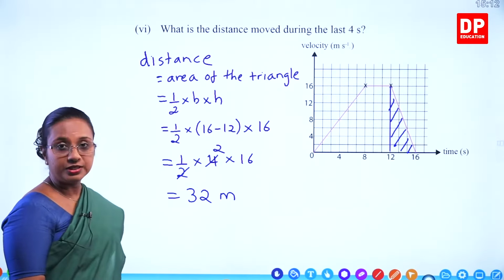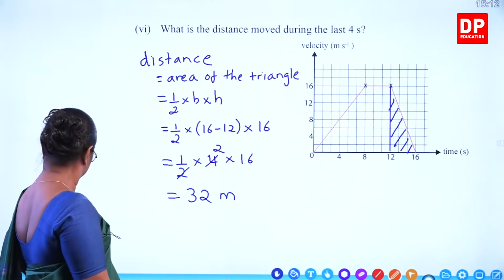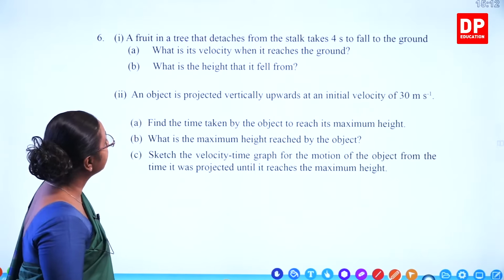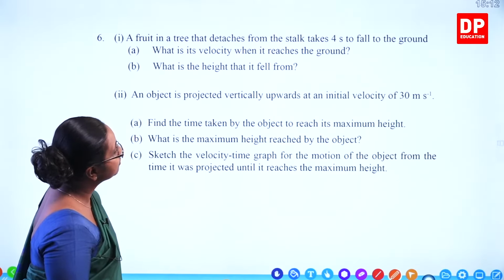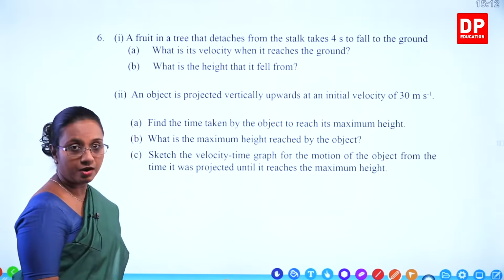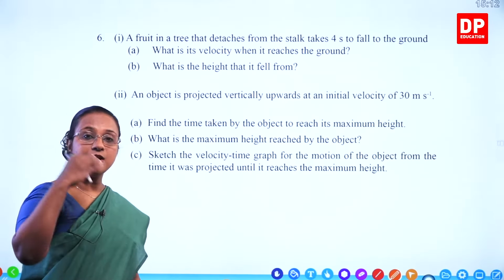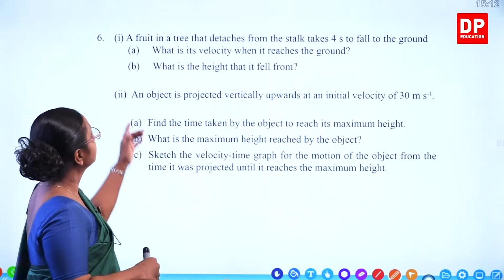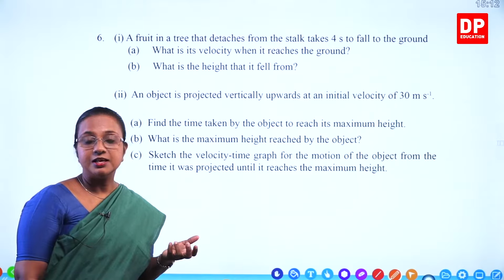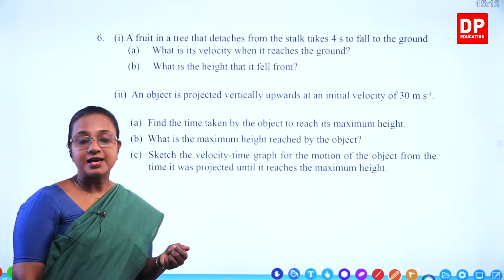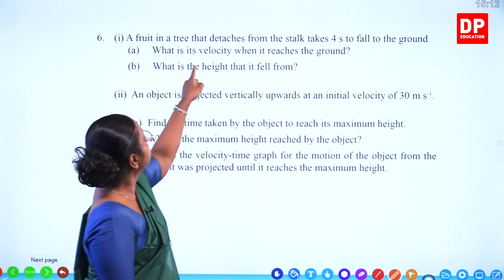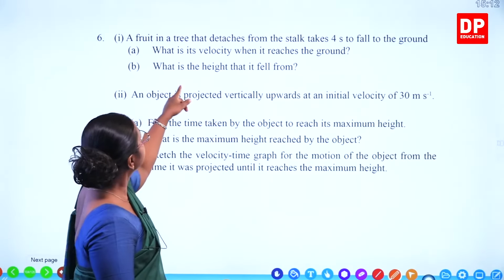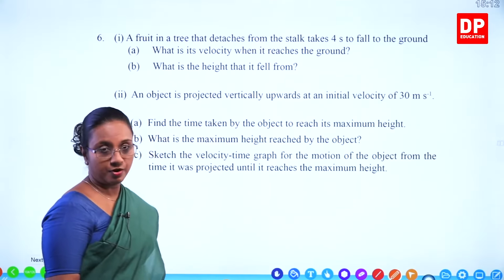So we get on to the next question. A fruit in a tree that detaches from the stalk takes 4 seconds to fall to the ground. So when you say an object falling from a certain height coming down to the ground, so you will know it is with the gravitational acceleration. What is its velocity when it reaches the ground? What is the height that it fell from?